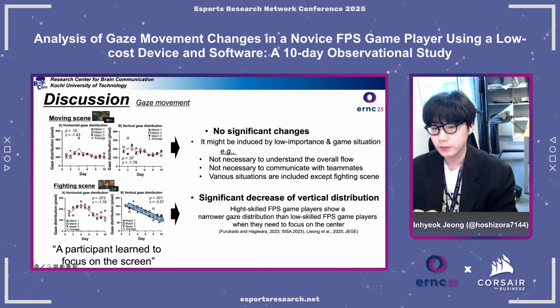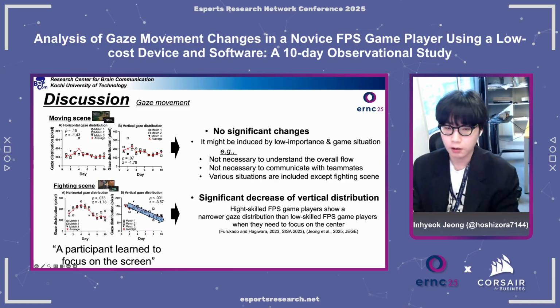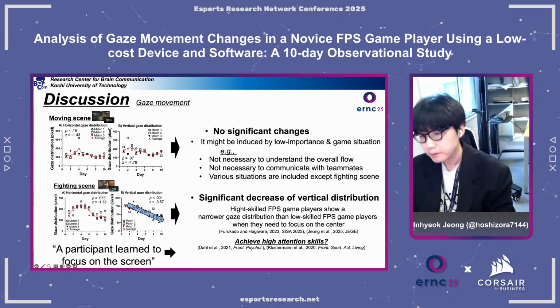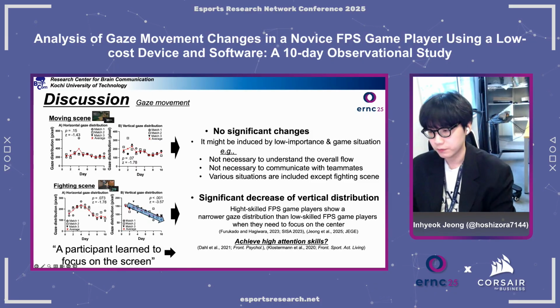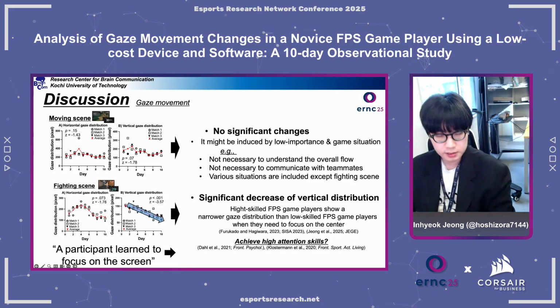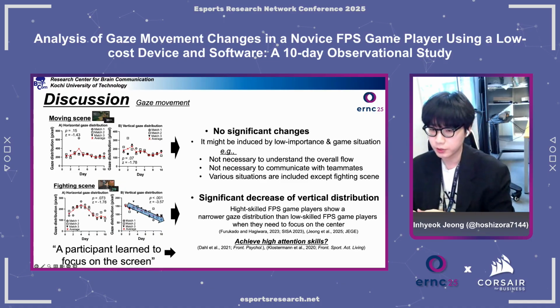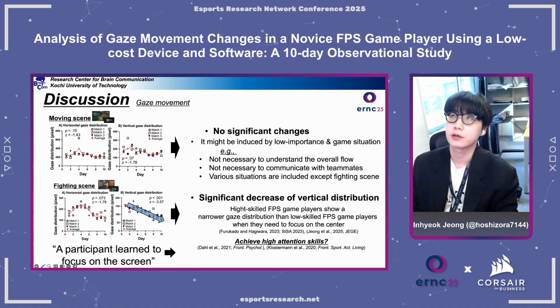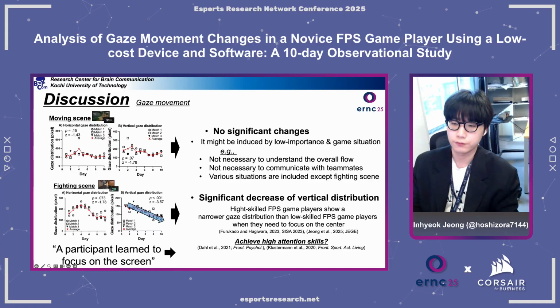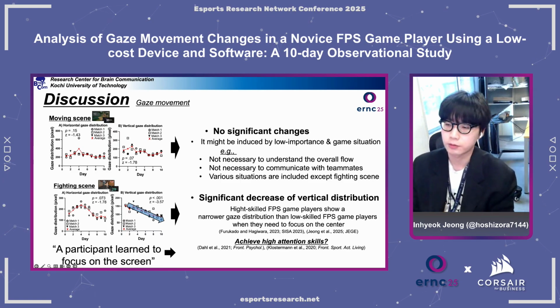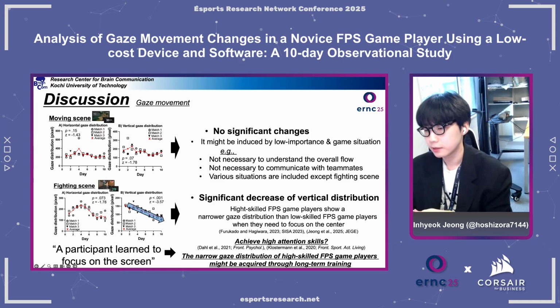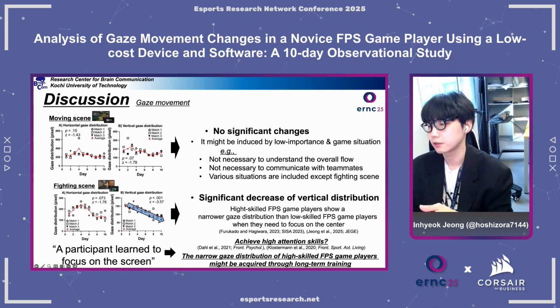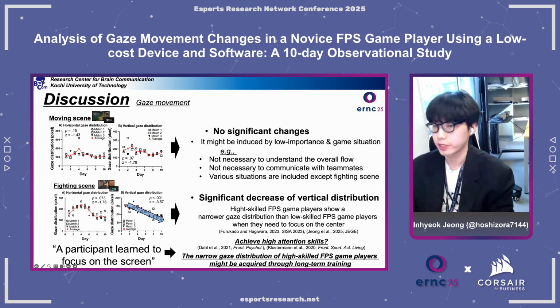So to sum up, I think participants learned to focus on the center part of the screen, and it might be induced by achieving high attention skills. Yeah, it's only 10 days of practice, but the participants' attention skill improved and they can concentrate on the center part of the monitor. And the narrow gaze distribution of high-skill FPS game players might be acquired through long-term training.